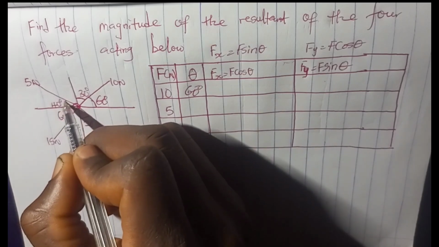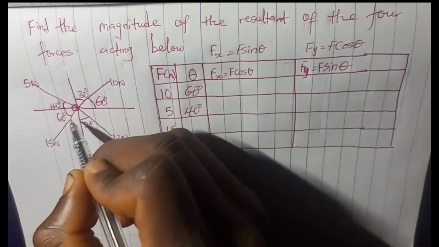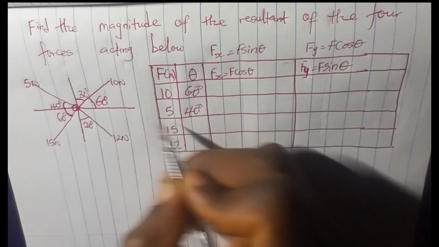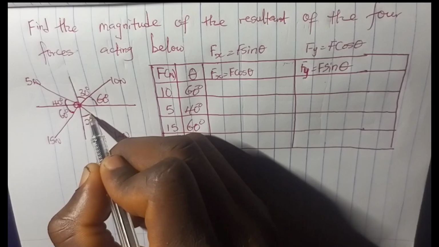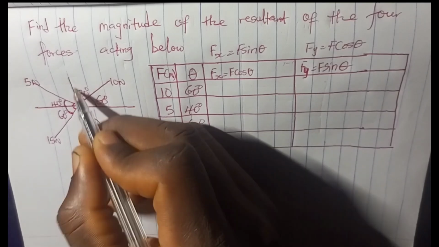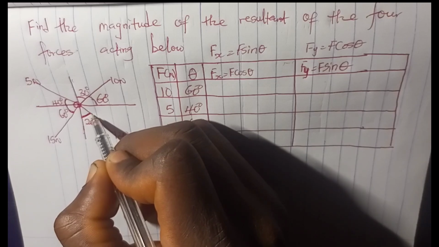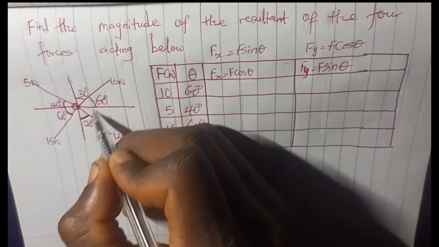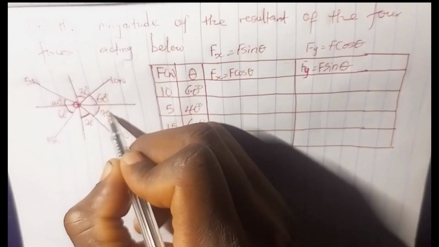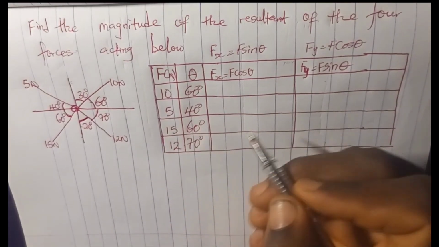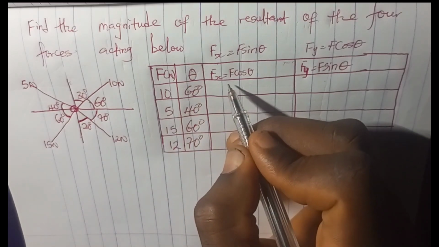Now 5 Newton, its angle of inclination has been given to the horizontal, 40 degrees. The same for 15 Newton, its angle of inclination to the horizontal has been given, which is what? 60 degrees. 12 Newton, the angle 20 degrees is inclined to the vertical line. So we have to get the angle of inclination to the horizontal. We equally know that from here to here is 90. So 90 minus 20 will give us the angle of inclination to the horizontal, which is 70 degrees. So here is 70 degrees. I hope it's clear. So let's resolve the forces to the horizontal component and vertical component.